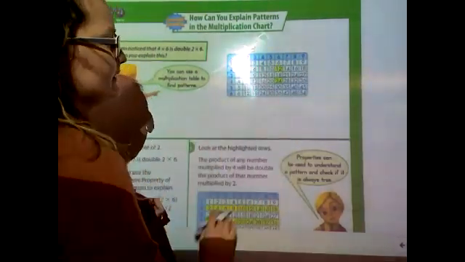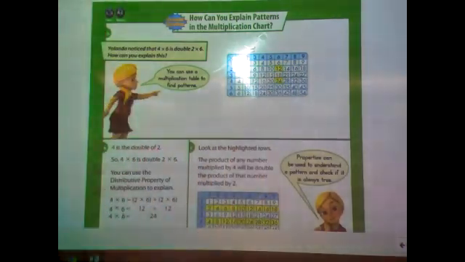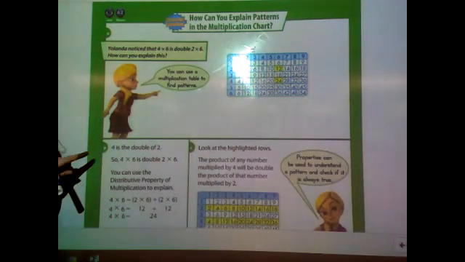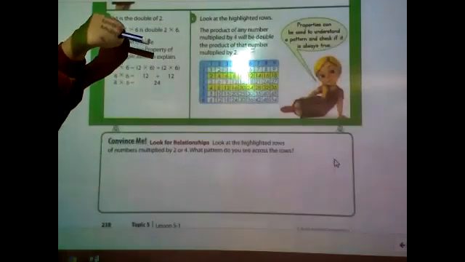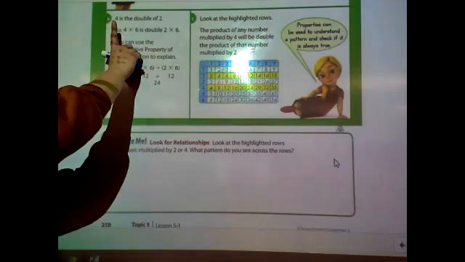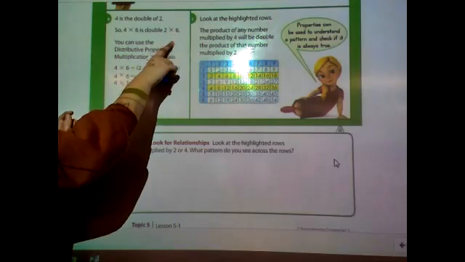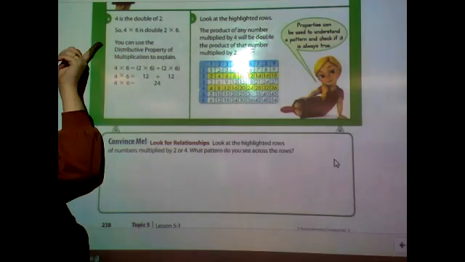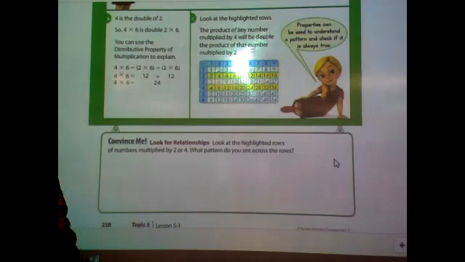Okay. Well, 12 times 2 is 24. Same equation. So how can we explain that though? Well, 4 is the double of 2. So 4 times 6 is double 2 times 6. And you can use that distributive property of multiplication to explain it.